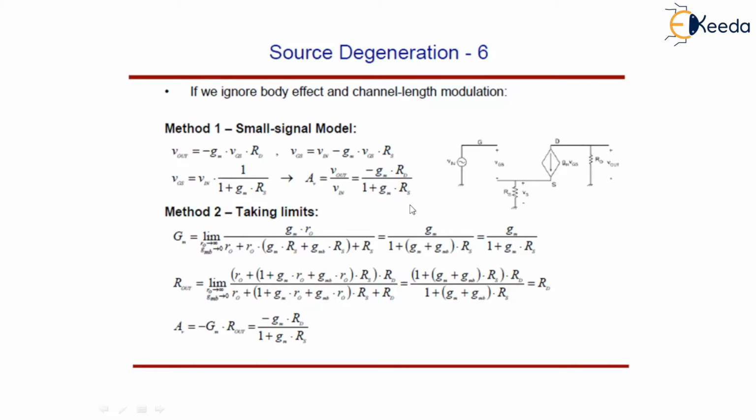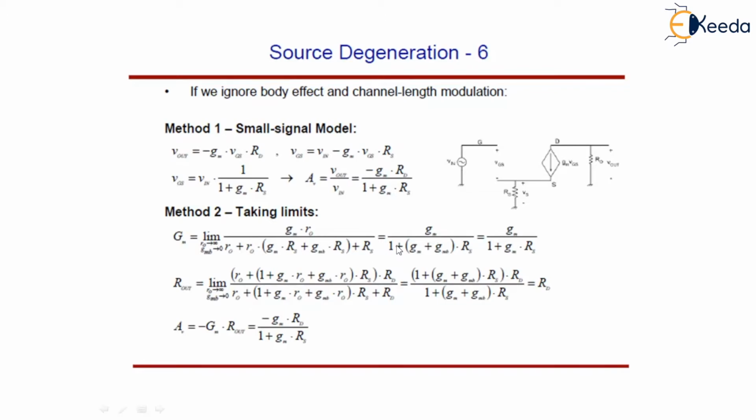Now what we can do is try using method 2, which is just taking limits. What we have studied is we have calculated Gm and Rout using two methods, that is the small signal method and the lemma. We will try to use those equations of equivalent transconductance and output impedance and apply the limits. Limits means we will ignore the body effect, that is Gmb equals 0, and channel length modulation, taking Ro as infinite. Now substituting these values in the equations, what will we get?